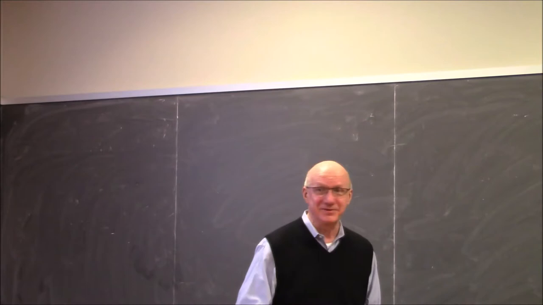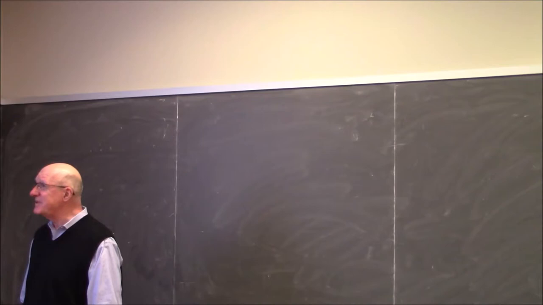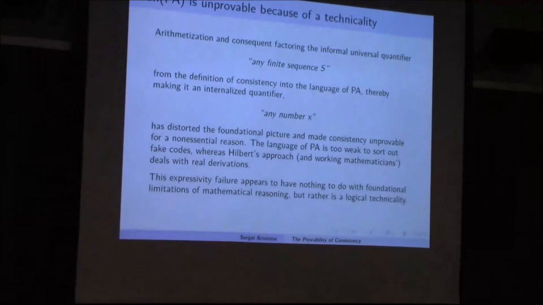So the language of Peano is too weak to sort out fake codes. And this expressivity failure appears to have nothing to do with the foundational limitations of mathematical reasoning, with new powerful, ingenious tools to prove consistency and to empower arithmetic beyond its original limits. It's a much more trivial story.